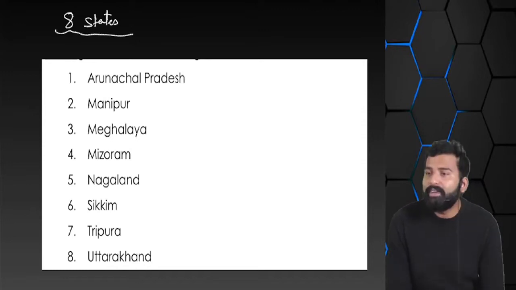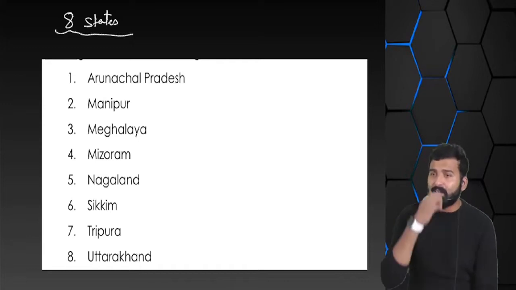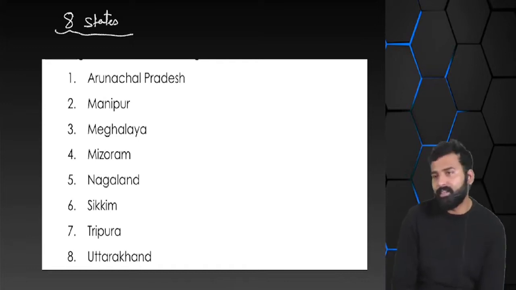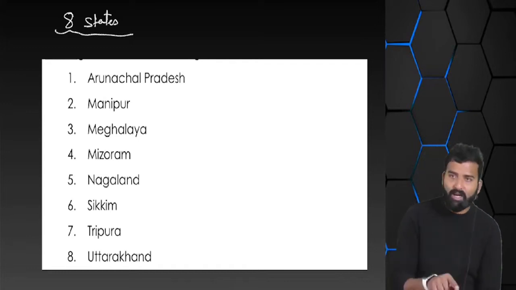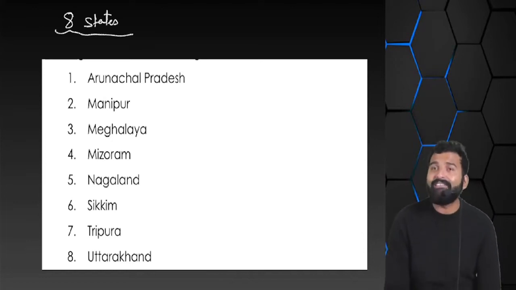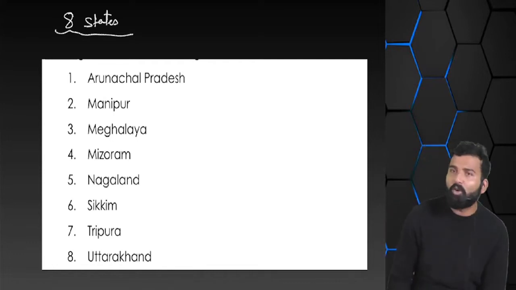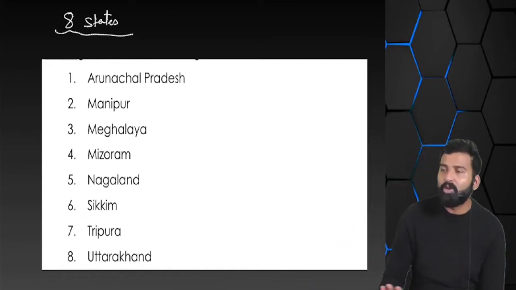Moving towards the next point, we have already discussed these 8 states. Basically these are the northeast states, but Assam is not here. Uttarakhand is here. So other than Assam, all the northeast states are covered in this list, plus Uttarakhand. These are the 8 states where we have a limit of 75 lakh rather than 1.5 CR. For all other states, we have 1.5 CR, but for these 8 states the limit is 75 lakh, only for manufacturer, trader, and restaurant services. For other services, the limit is absolutely the same for all states, whether northeast or other states.